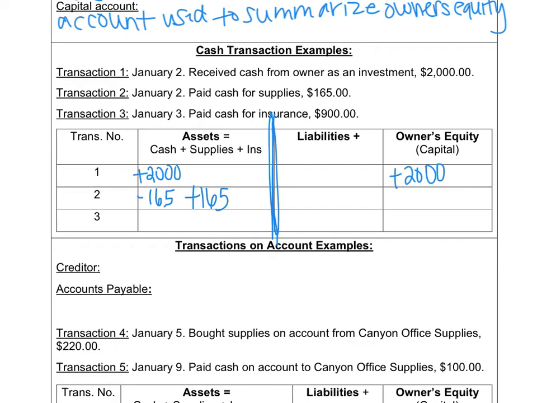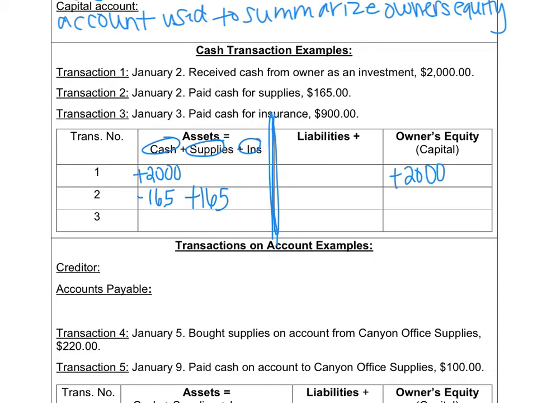See up here how I have cash, supplies, insurance for all my assets. So this is an example of whenever you have a transaction that only affects one side of the accounting equation. It's kind of like a wash, okay? You spent money on cash, but you gained money on supplies.